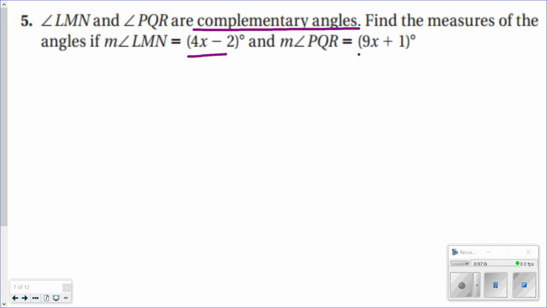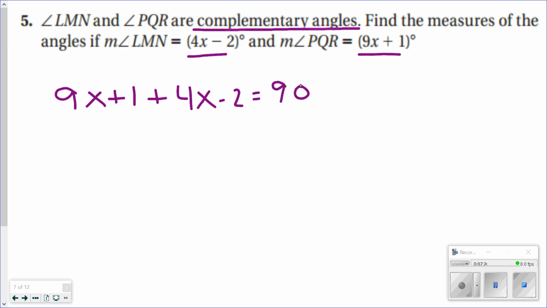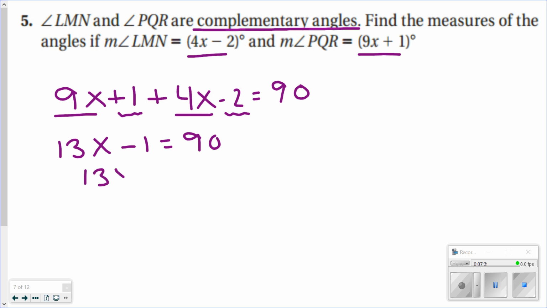So I'm actually just going to use the equations, make this a little bit easier. So I know when I add up these equations, 9x plus 1 plus 4x minus 2, it's going to equal 90. Let's combine our like terms. 9x, 4x, that is 13x. I have a positive 1 minus 2, that is negative 1, is equal to 90. Add 1 to each side. 13x is equal to 91. So x then is equal to 7.